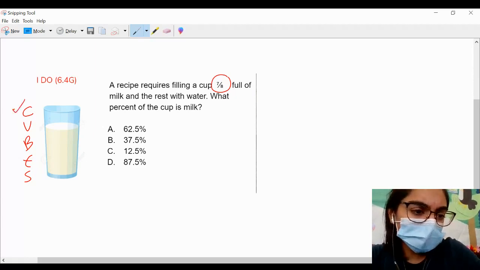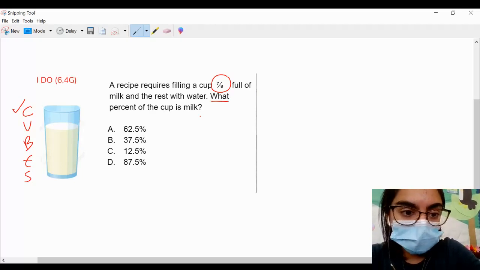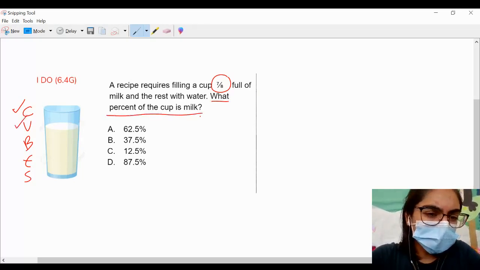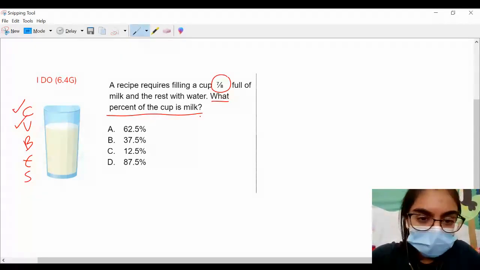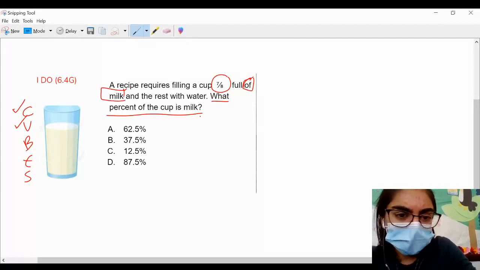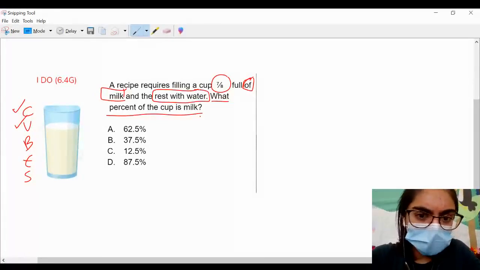All right, I guess we only have one number. Let's take a look at the question. I see a question mark and the word what. What percent of the cup is milk? Okay, I think I heard another keyword, but let's read the whole thing to get the entire effect. A recipe requires filling a cup 7/8 full of milk. Okay, so I know the 7/8 is of milk. Maybe that's going to be important. And the rest with water. I wonder if they're going to have me find the milk part or the water part.